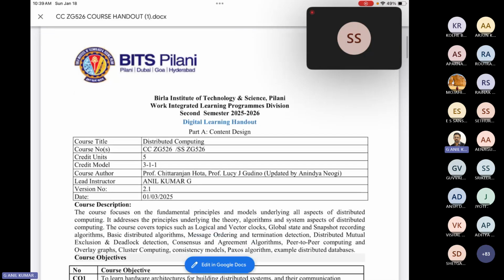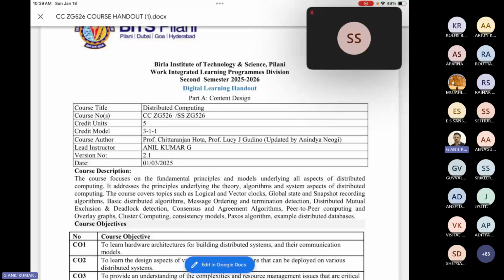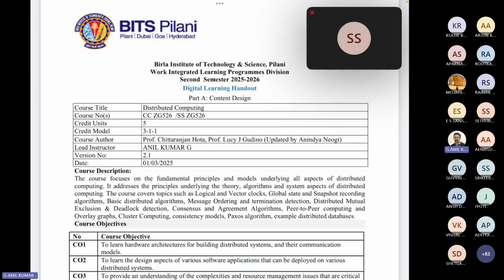The course title is Distributed Computing, as you all can see, and this is a merger of 2 different sections here. One is for the CC and SS batches, both put together. So your course code would be CCZZ526/SSZZ526. It's a combination of 2 different batches that came together.